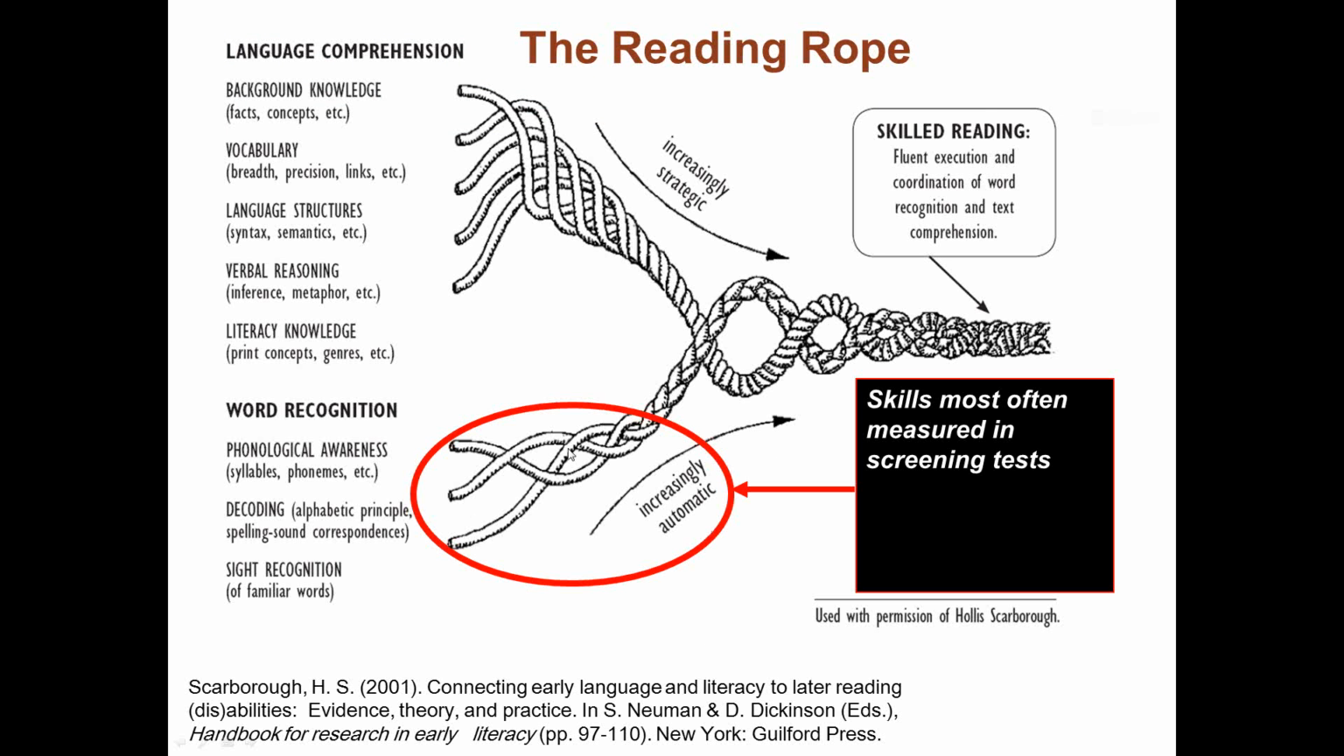So again, you can see the Scarborough rope here again. We see that skills most often measured in screening assessments, initially diagnostic assessments, are assessments that look at this word recognition area to make sure that kids are increasingly automatic. But we also have lots of students that struggle in the language comprehension areas.